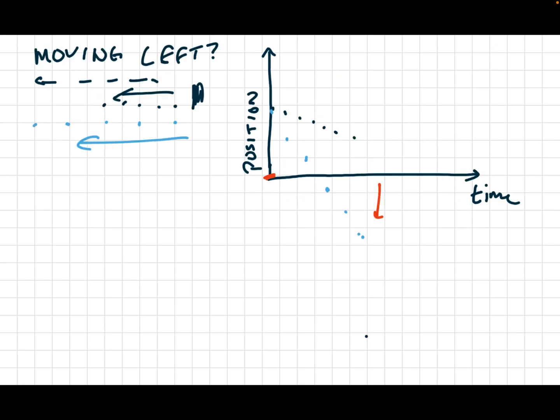But just like with things moving to the right, the steeper the line, the faster it's going. Right? So over here, this blue one is moving backwards really fast, so it's a big negative slope. It's moving fast. This one is much less of a negative slope, and so we say that this is the slow one.